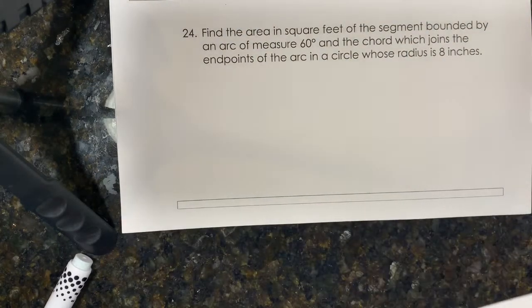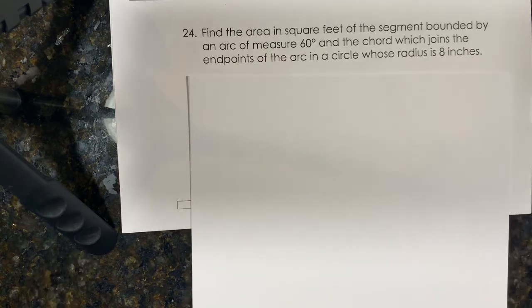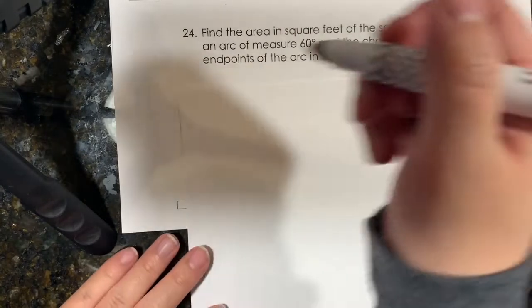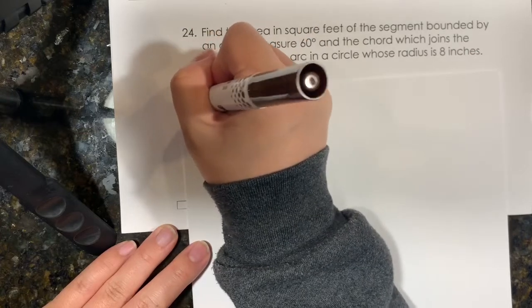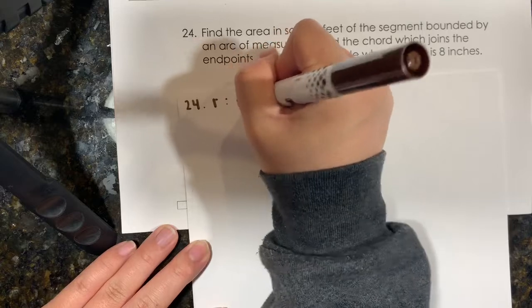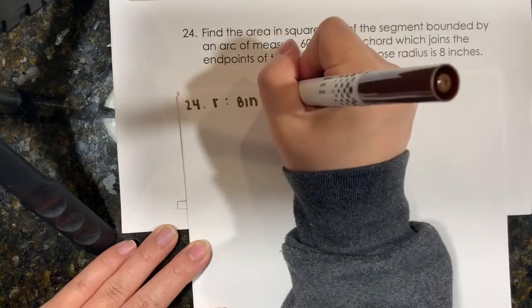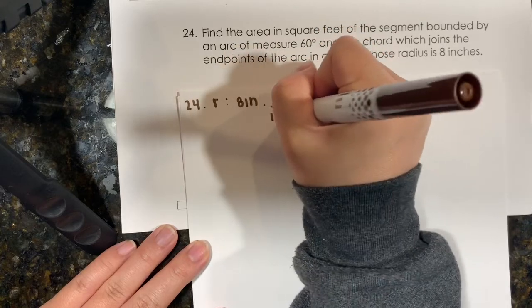Now looking at number 24, says find the area in square feet of the segment bounded by an arc of 60 degrees and the chord which joins the end point of the arc in a circle whose radius is 8 inches. So I'm going to start by just converting that from inches to feet. So for number 24, my radius is 8 inches, but I want to convert it to feet. So that would be 1 foot and then 12 inches.